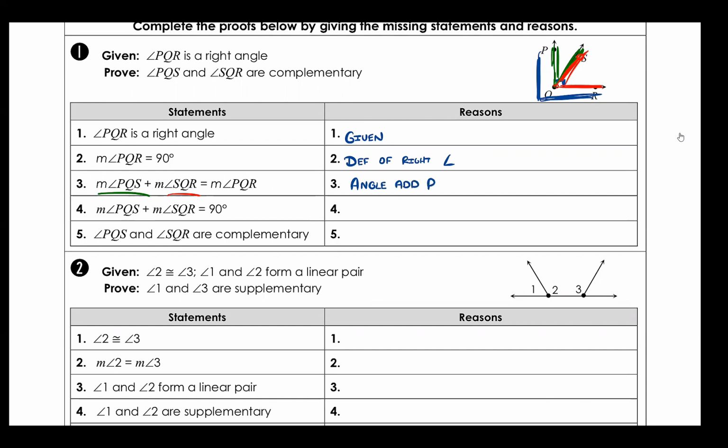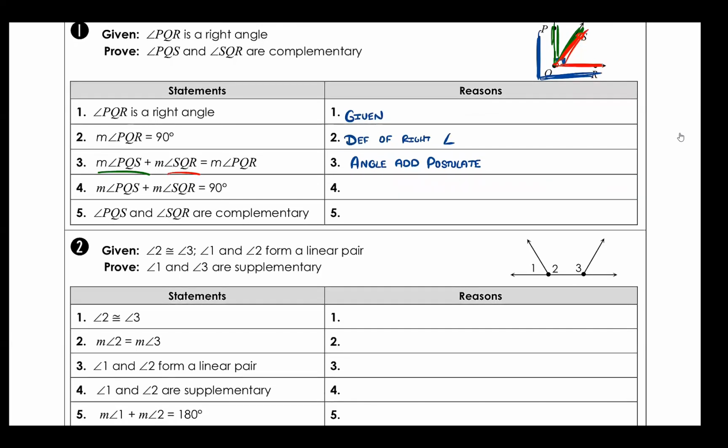What do you mean? Like if I put addition angle postulate, will you take a point for it? I mean, it's multiple choice. Right. It's because I'm evil.